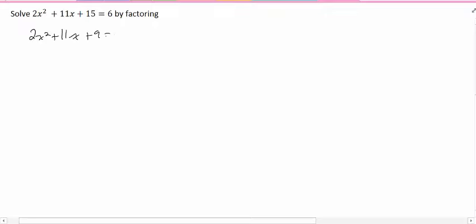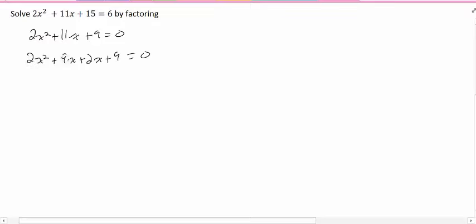So, in order to solve by factoring, we want to have 0 on one side, so we need to move all the terms over to one side. And we'll talk about why we need this later on. But for now, just remember we need 0 on one side. And now we factor. So two numbers that multiply to 18 and add to 11 are 2 and 9. So I'll decompose the 11x into 9x and 2x.